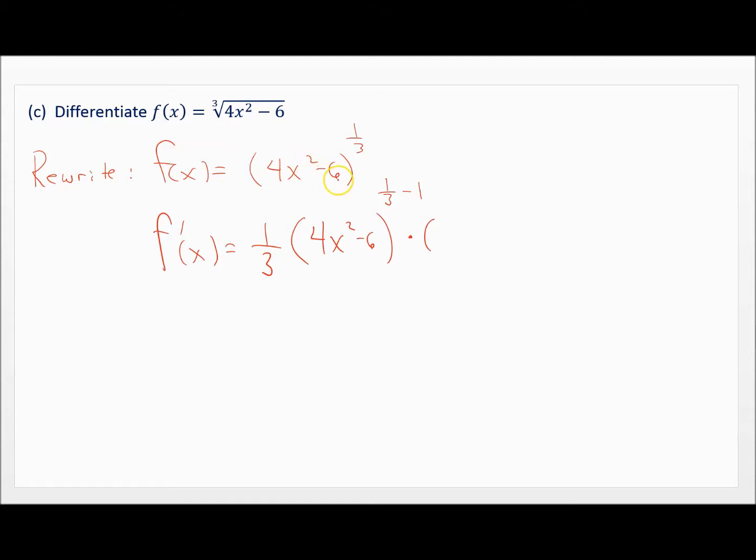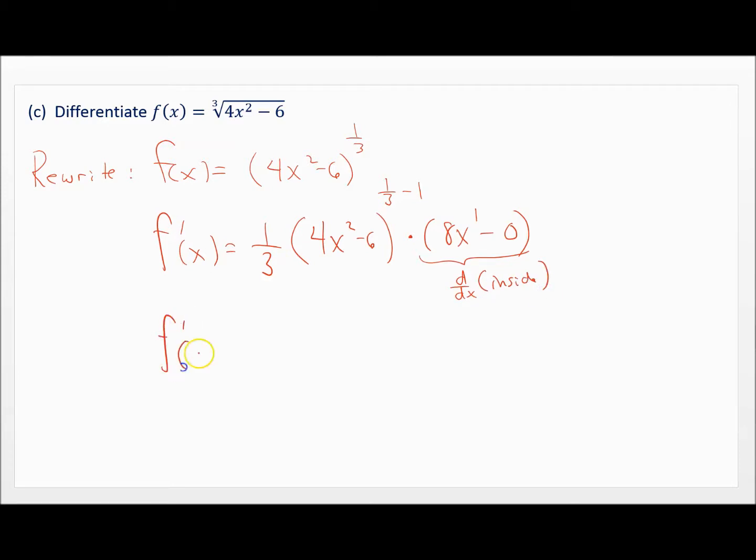So this 4x squared minus 6, the derivative of 4x squared, again, power rule, 2 times 4 is 8. That's going to be x to the first minus the derivative of 6 is 0. So this is power rule, rewrite the inside exactly the way it is. You don't take the derivative when you rewrite the inside. And then all of this is the derivative of the inside. Okay? After that, it's simplify.